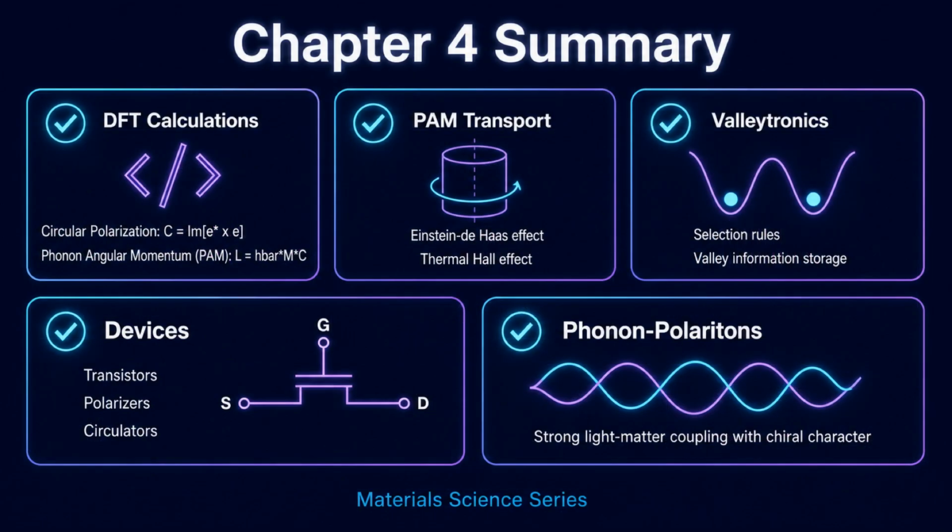We covered DFT calculations for extracting circular polarization C equals the imaginary part of E star cross E, and PAM equals h bar times mass times C. We explored PAM transport phenomena including the Einstein-de Haas effect and thermal Hall effect. For valleytronics, we saw how selection rules enable valley manipulation and information storage. Device concepts include transistors, polarizers, and circulators. And phonon polaritons provide strong light-matter coupling with chiral character.